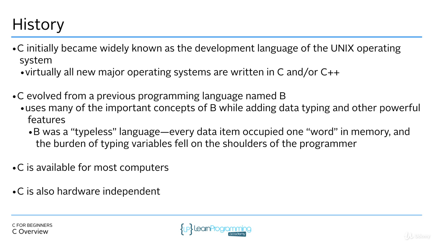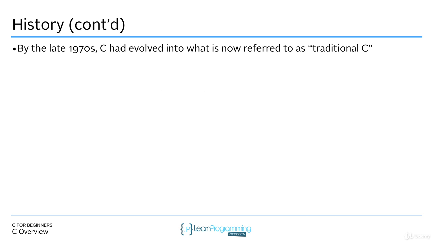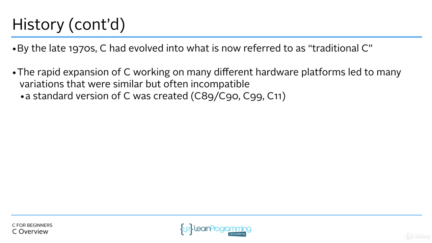So available for most computers means that you can write a C program. It doesn't necessarily mean it's going to work unless it's portable. So being hardware independent means it may work on many other systems. By the late 1970s, C had evolved into what is now referred to as traditional C. This is what you're going to see in this class, traditional C. The rapid expansion of C working on many different hardware platforms led to many variations.